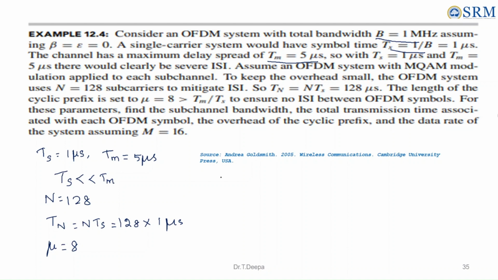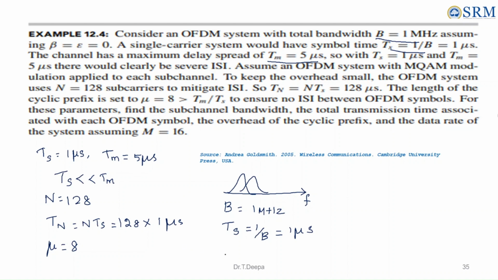Let me draw the OFDM subcarriers with the frequency. So these are the OFDM subcarriers. Here the total bandwidth of the signal is given, that is B equal to 1 megahertz. We find the sampling time Ts, which is 1 by B, nothing but 1 microsecond. By substituting the value of B, we get Ts equal to 1 microsecond. The channel delay spread, as I said, Tm is 5 microseconds.